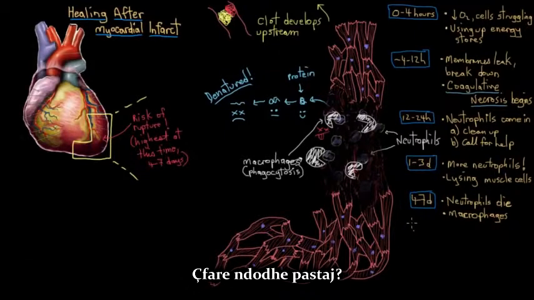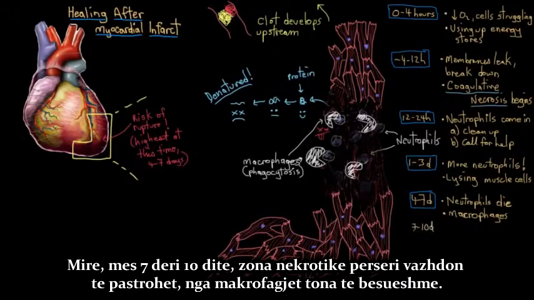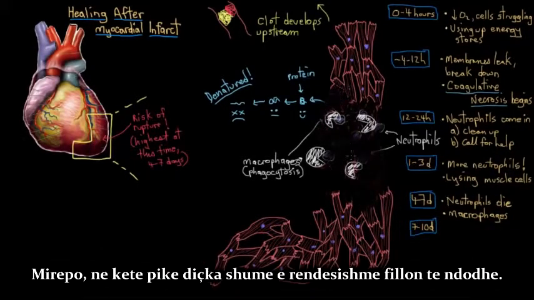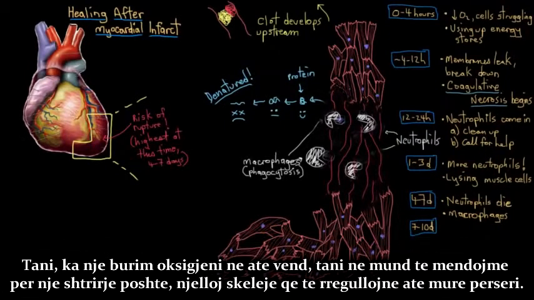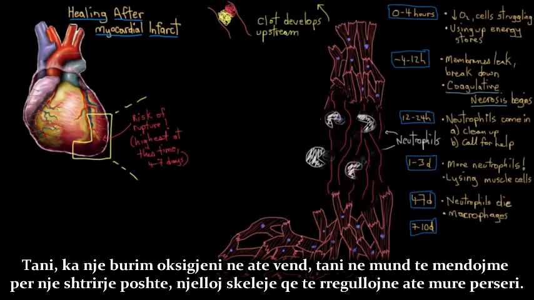So what happens next? Well, between 7 to 10 days, the necrotic area is still being cleared up by our trusty macrophages, but at this point something really interesting starts to happen. You start to get this ingrowth of these really thin blood vessels into the area, and that's great because it provides all these working cells the oxygen that they need to get your heart repaired. So now that there's an oxygen source in place, we can start to think about laying down a sort of scaffold for rebuilding this wall again.